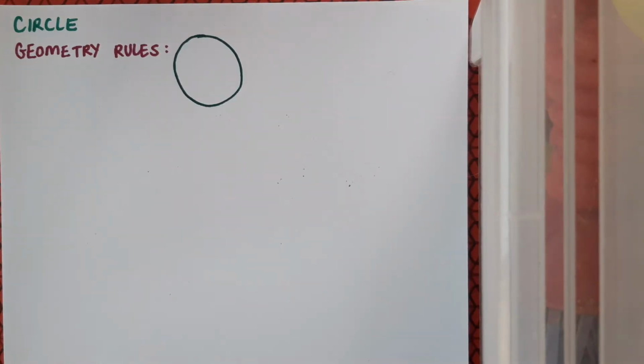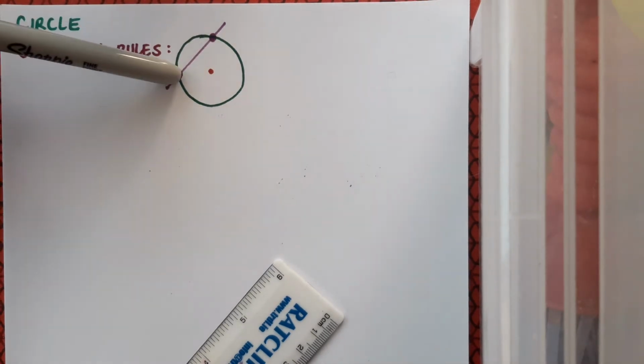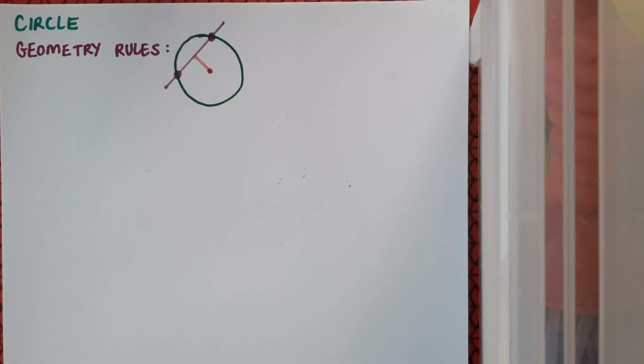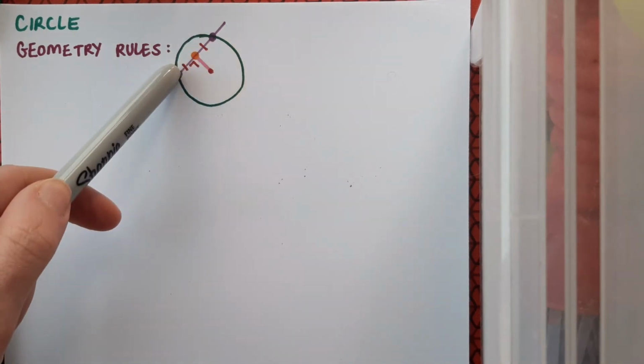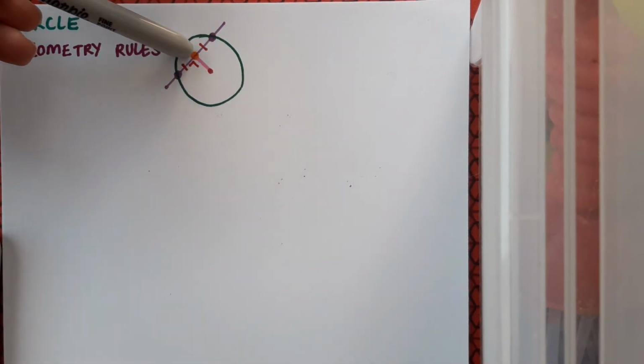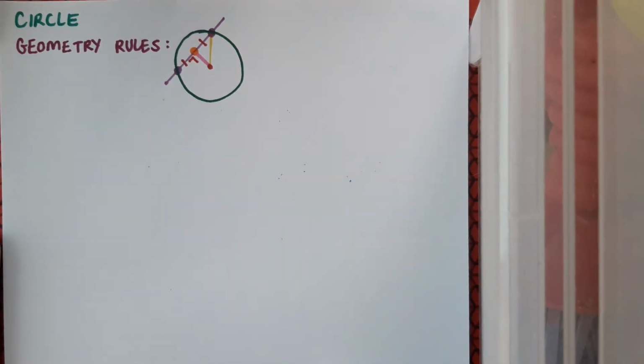So imagine that I have a circle, and here's its centre, and between these 2 points I have a chord of the circle. Well, if I draw a line from the centre of the circle to the chord, and if that line is perpendicular to the chord, it will cut the chord into 2 equal parts. And the point at which this line from the centre and the chord meet, marked in orange here, is the midpoint of the chord.